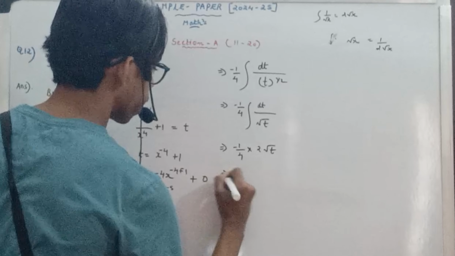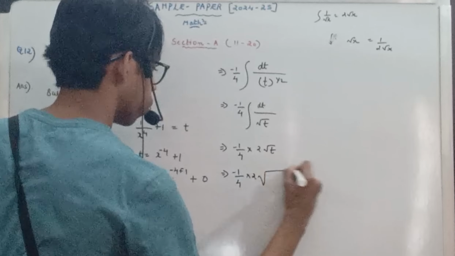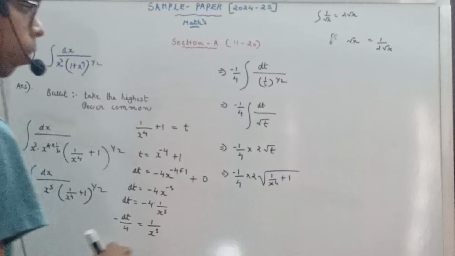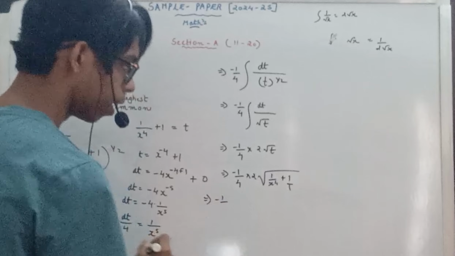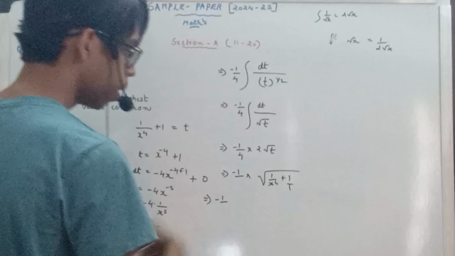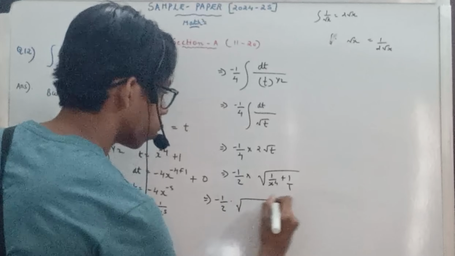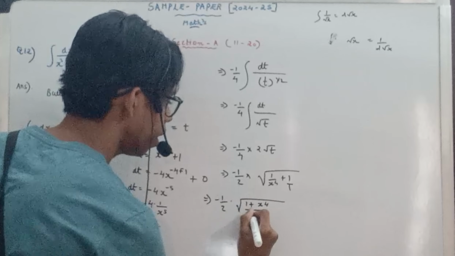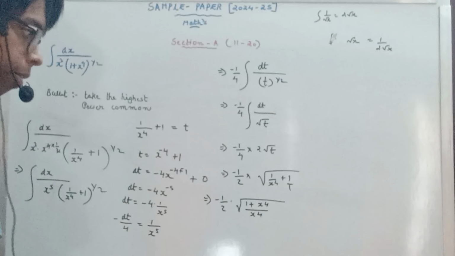Okay, so from here I can write minus 1 by 4 into 2 into, okay, root of 1 by x raised to 4 plus 1. Okay, now here we can just cross multiply it. So before that just cancel this. So here we will be getting minus 1 by 2 into root of, cross multiply it, so 1 plus x raised to 4 by x raised to 4. Now if you see the numerator, let us leave it as it is.